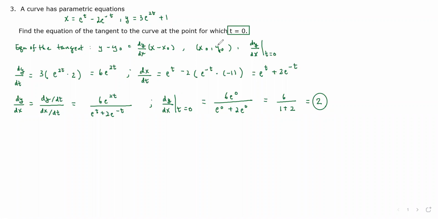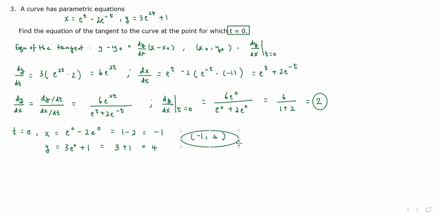And we need to find the coordinates of a fixed point. So at t equals 0, you replace t with 0 into x. We have e^0 minus 2e^0, which is 1 minus 2, and we have negative 1. y is 3e^0 plus 1, so that is 3 plus 1, which is 4. Then the coordinates of the fixed point are (-1, 4), which we need as well to find the equation of the tangent.